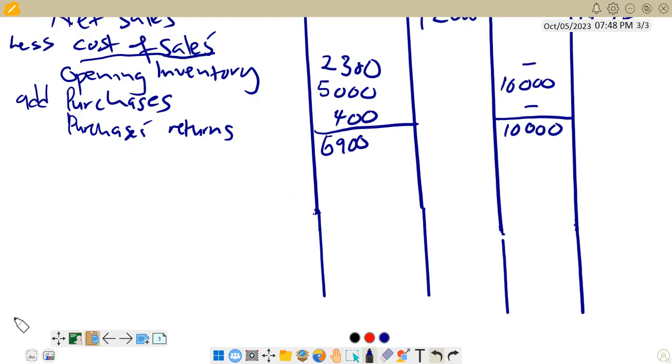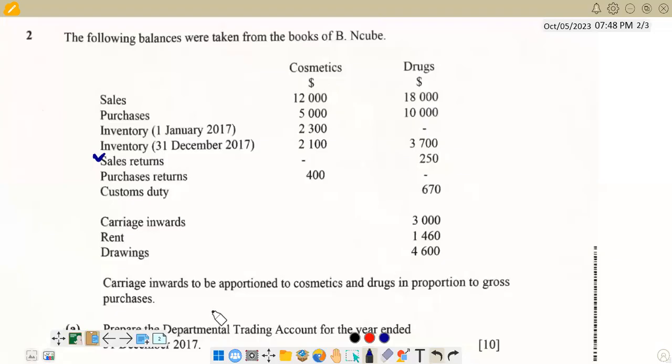Right, we are going to check if we have got carriage in the question. If you come here, we've got carriage inwards, and it is being given as one figure. It's not allocated in terms of cosmetics and drugs, so it means there's an instruction in terms of allocation in the additional information.